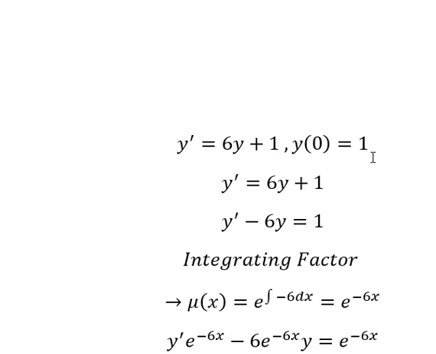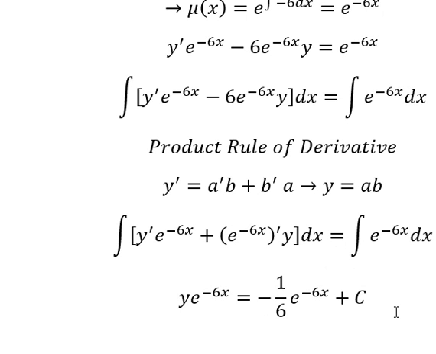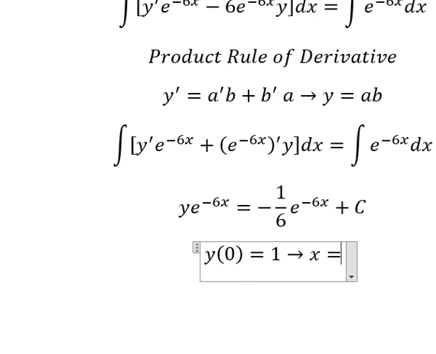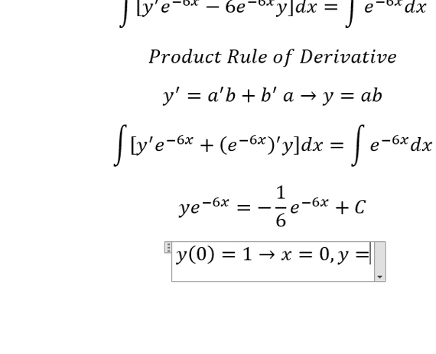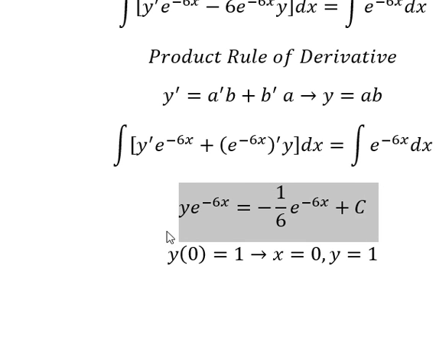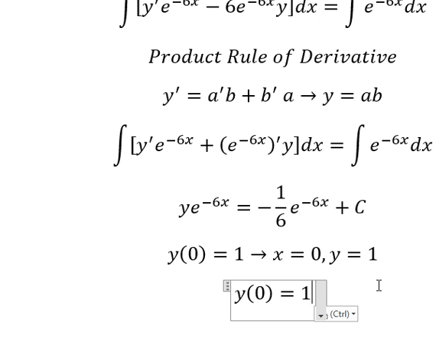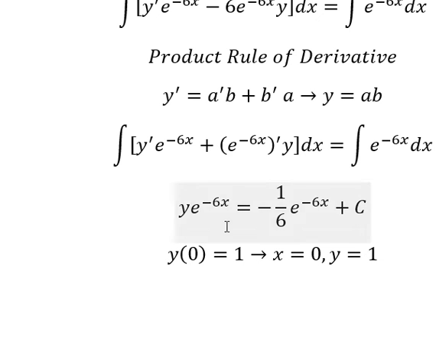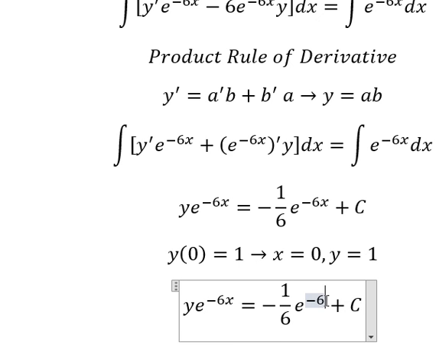Now we have the conditions. That means when s equals number 0, y equals number 1. And now we put number 0 and number 1 here to find the value of c.